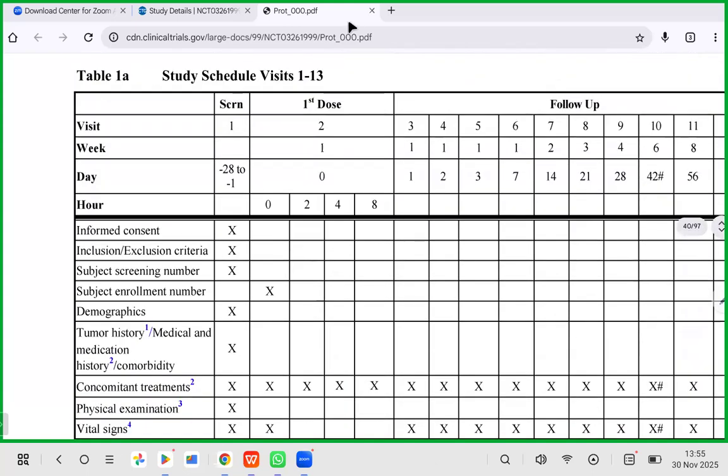So the programmers have to understand this study schedule also. So you can also download and find this information.